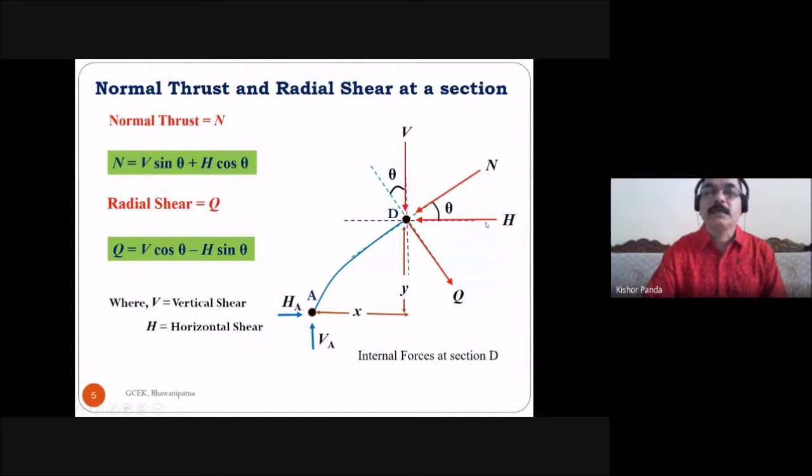This is the x-axis and this is the y-axis. So this is the vertical shear, and this is the horizontal shear. And this is the normal thrust, and this is the radial shear. This is the radial shear direction, and this is the normal thrust direction. And this is the vertical shear, and this is the horizontal shear.